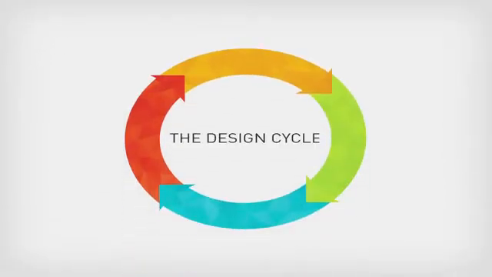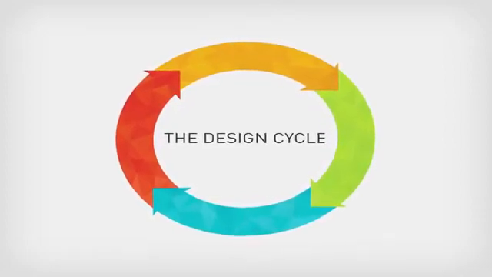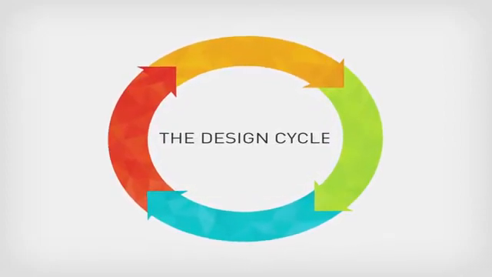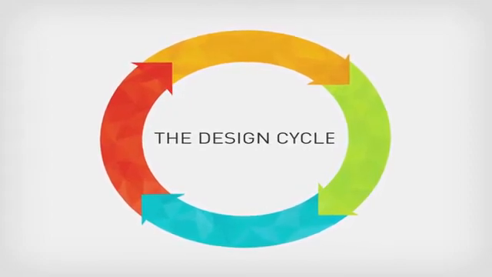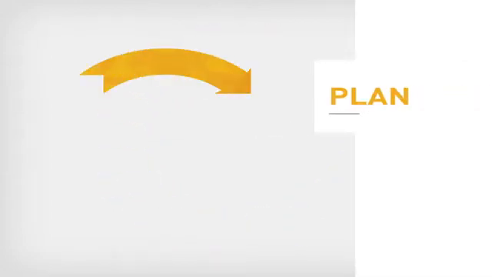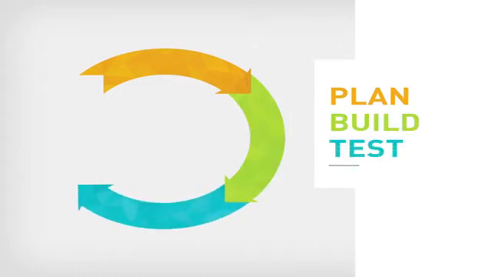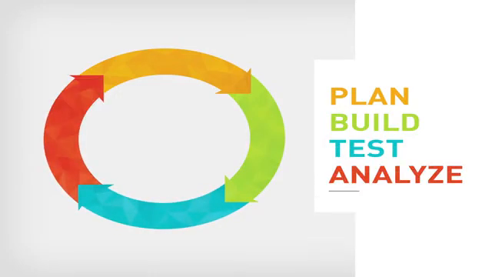The design cycle is a process used by scientists and engineers to create solutions that address specific goals or criteria. The design cycle has 4 main steps: plan, build, test, and analyze. These steps form a cycle that repeats.